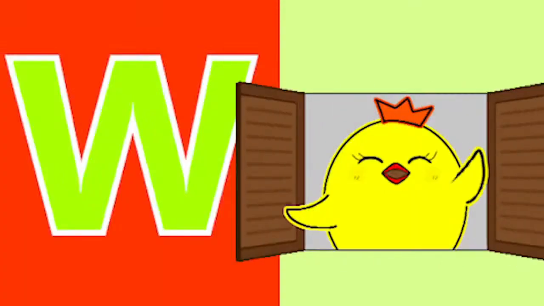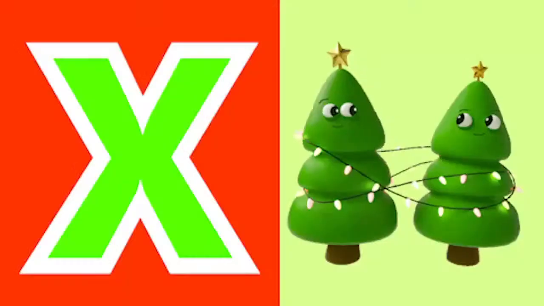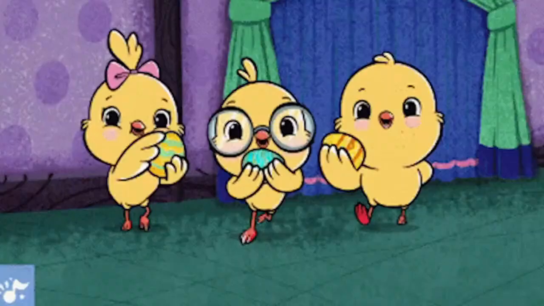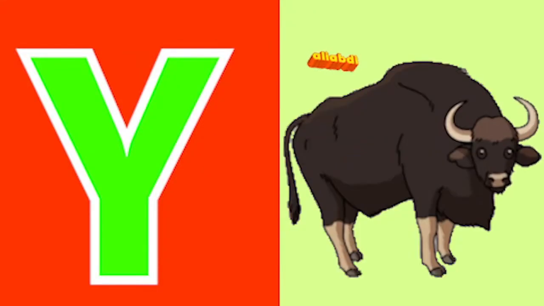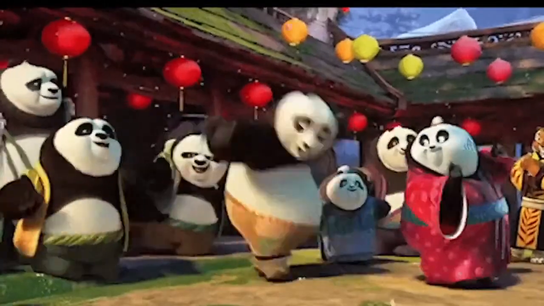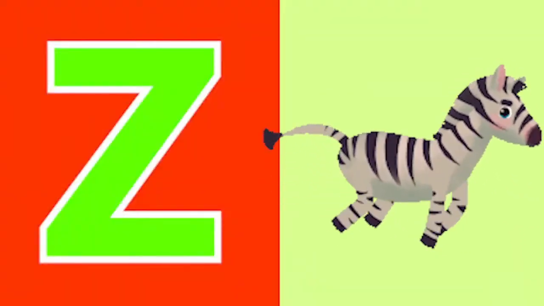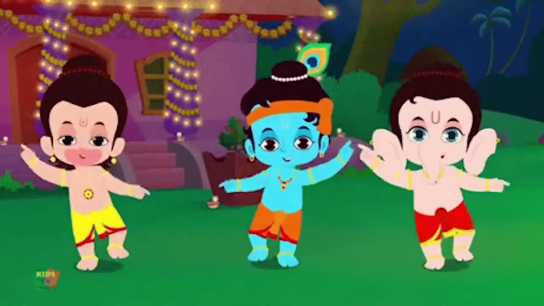W for window and W for wheel. V, v, v, v. X for Xmas tree, X for xylophone. Y for yacht and Y for yacht. Yeah, yeah, yeah. Z for zebra and Z for zoo. Z, z, z, z.